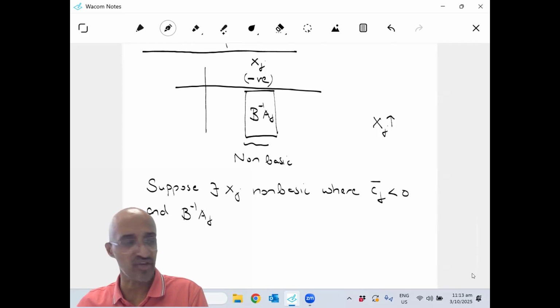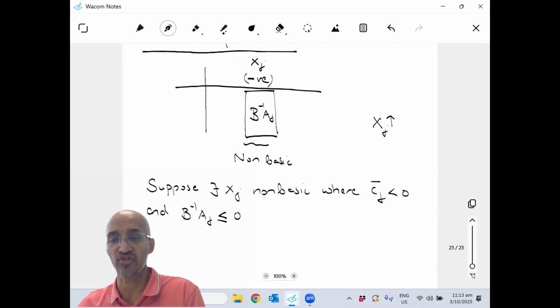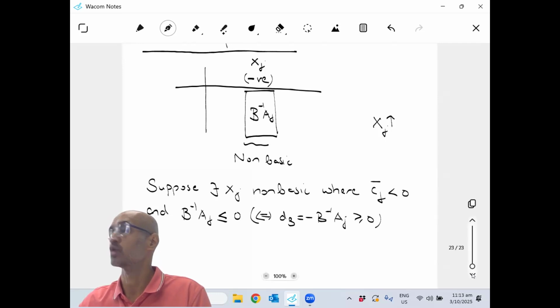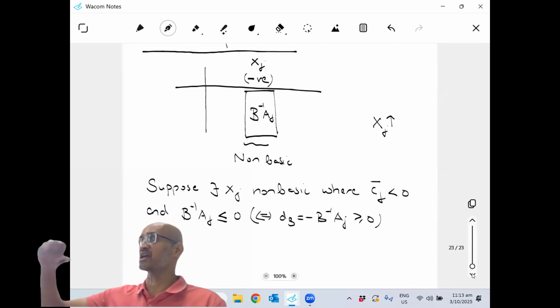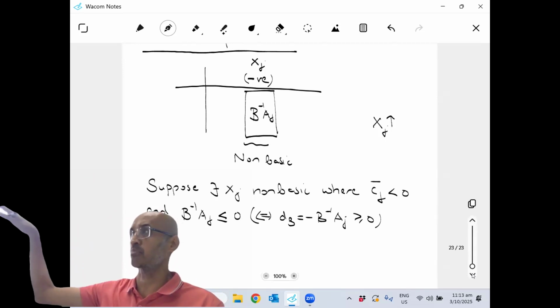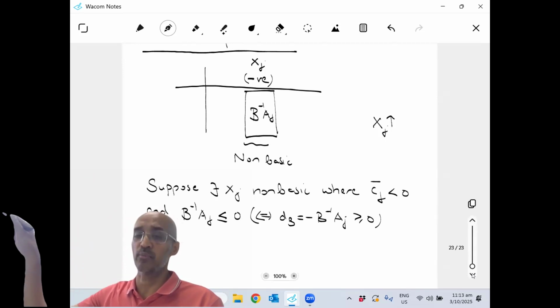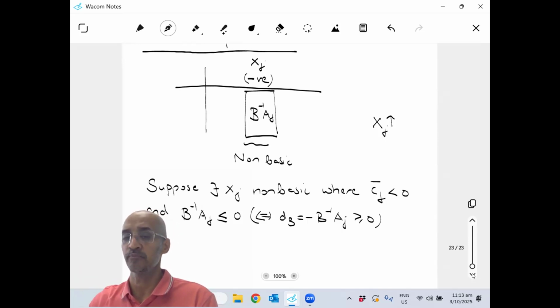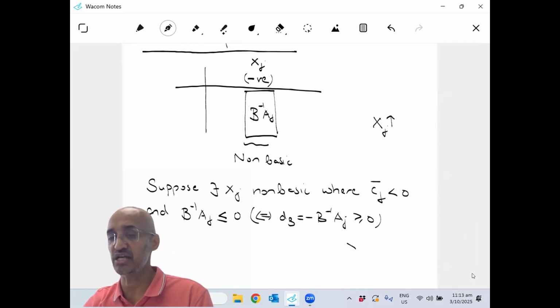If this column B inverse AJ has all the entries less than or equal to 0, what does this mean? This is equivalent to saying the direction vector dB, which is minus B inverse AJ, is always non-negative. This means I've identified a direction where the non-basic variable is increasing at a rate 1, all other non-basic variables are 0, and my basic variables have a direction to move. So I can keep increasing in this direction, and my x plus theta d will always be non-negative.